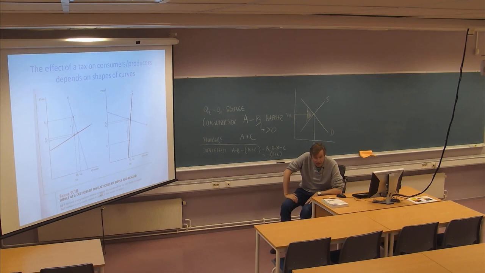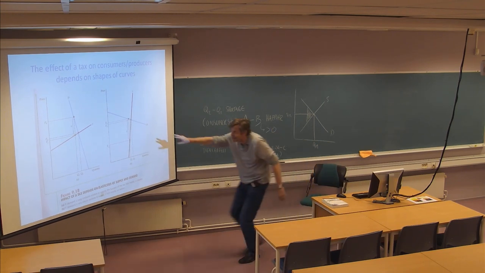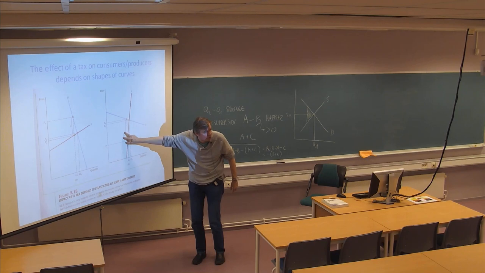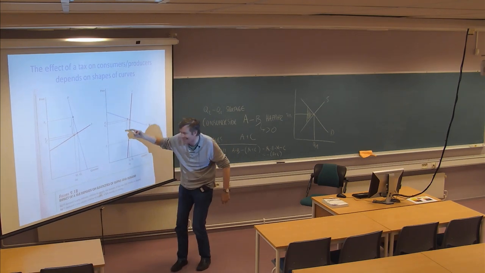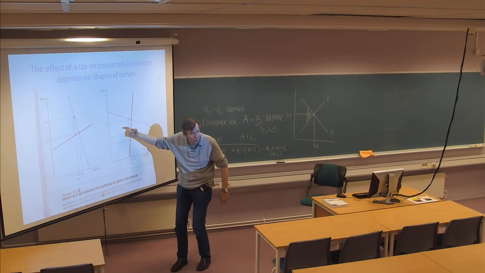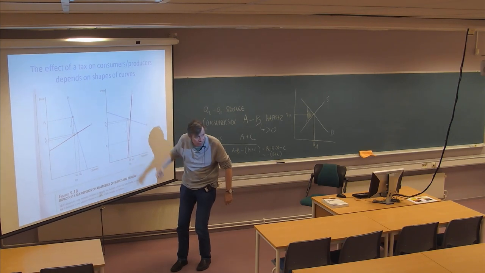And again, if you think about democracy, there are normally more consumers than producers. It seems obvious that situations which look like this are easier to vote through than situations which look like this, because this is less of a burden for the consumers as opposed to the producers.